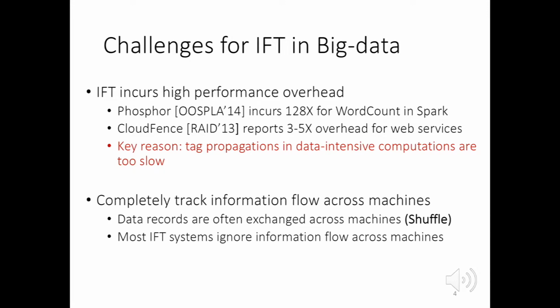The second challenge is to completely check tags across machines. In big data frameworks, data records are partitioned into multiple parts and are processed in parallel. So there will be data record exchanges across machines. This exchange process is called shuffle. However, most IFT systems ignore the information flow across machines. Therefore, security tags may be lost, causing severe data leakages.